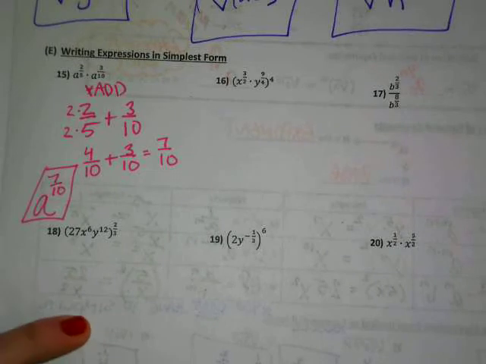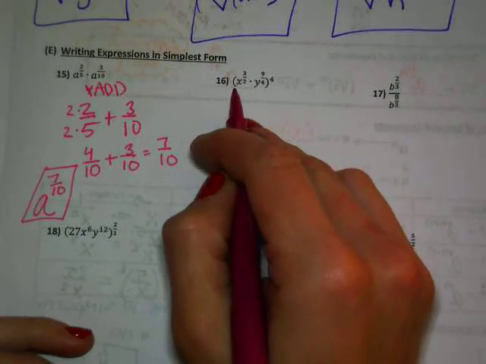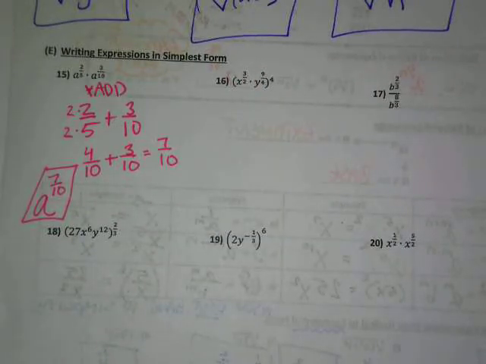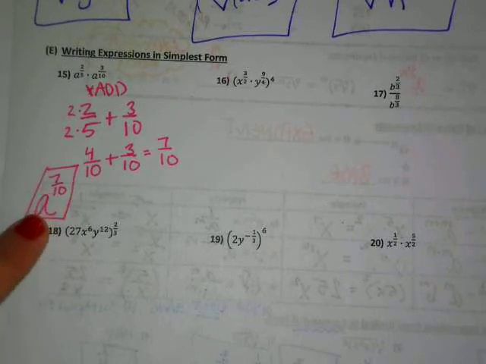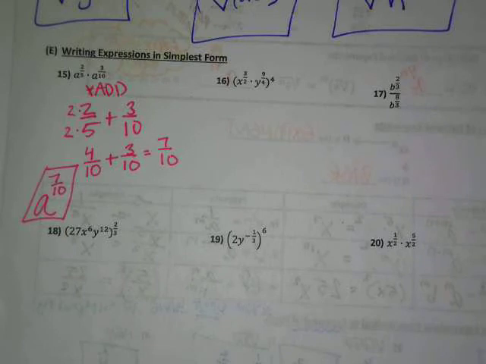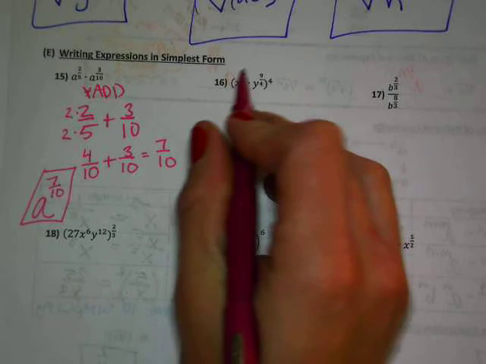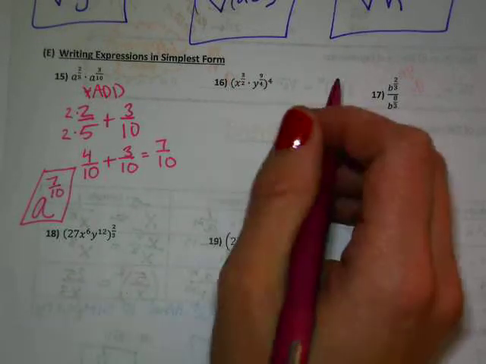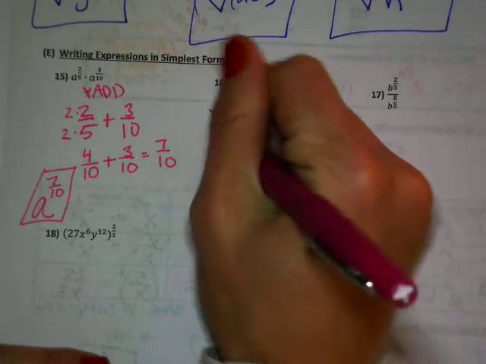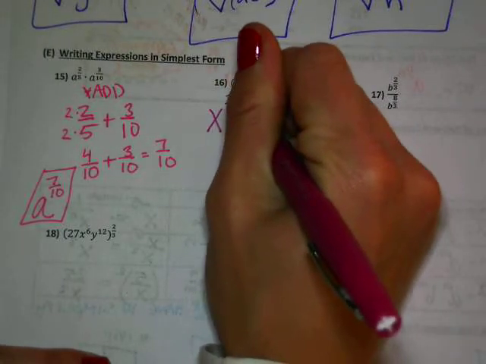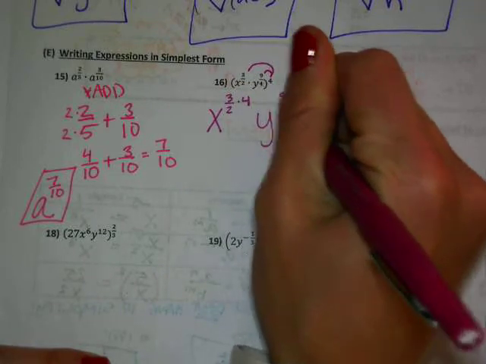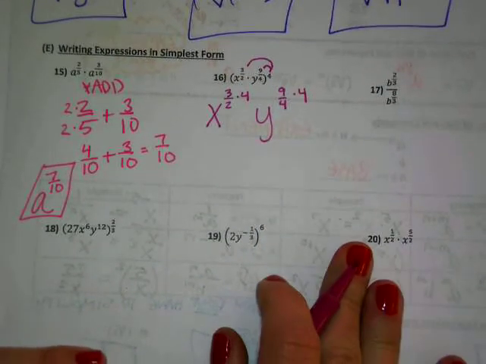All right, 16. Now, look at 16. Do you see how this is an x and this is a y? You can't add up your exponents there because your base is not the same. If you were to try to do that, we wouldn't even know what to put here because you could put x or y. So you can't add those up, but we do have an exponent on the outside. So what do you do if you have an exponent raised to another exponent? You distribute it. So we're going to multiply these out. x to the 3/2 times 4, y to the 9/4 times 4.